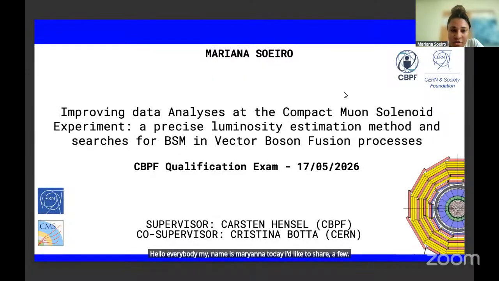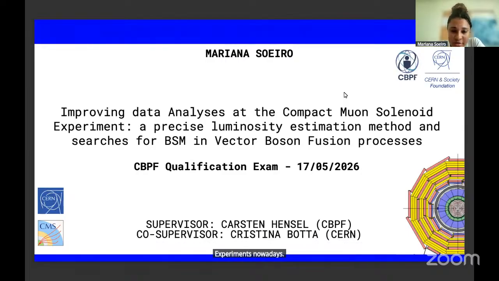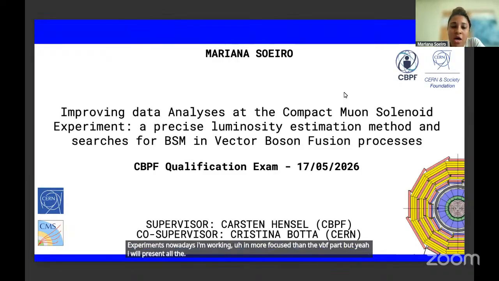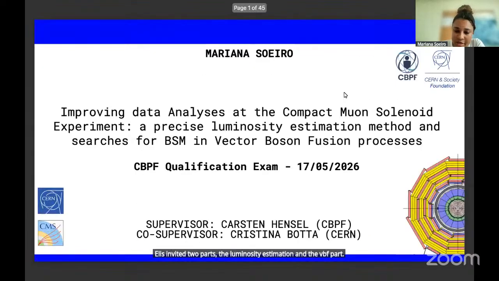Project of improving analysis at CMS experiments. Nowadays, I'm working more focused on the VBF part, but I will present all the projects for you. It is divided in two parts, the luminosity estimation and the VBF part. My supervisors are Christina and Carsten, as mentioned before.